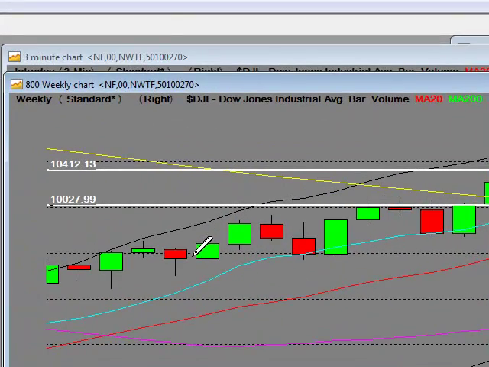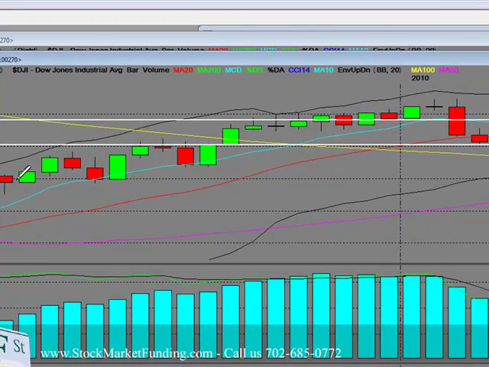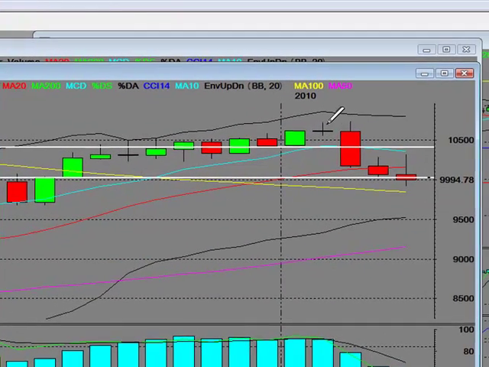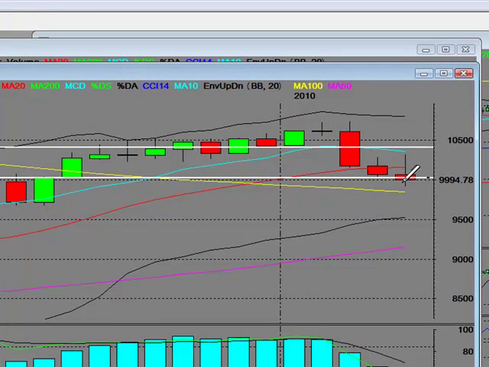Portfolio risk management is one of the keys to these markets. Understanding where you should be in these markets and how you should be looking at these markets.